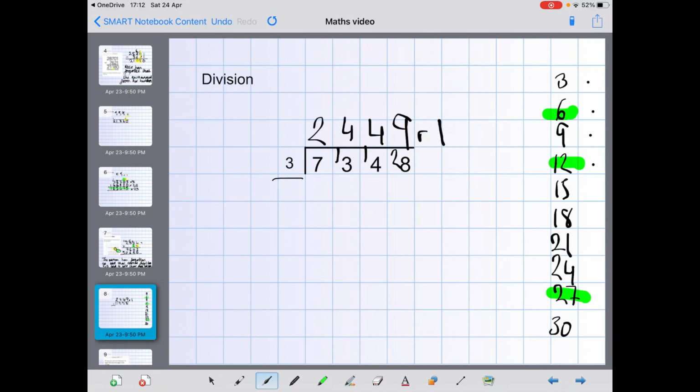Children in Year 5 are expected to be able to find remainders. We also encourage them to be able to put them as a fraction and a remainder. Okay, so in this case we've put it as a remainder of 1. If we wanted to put it as a fraction, we would simply take the divisor and that would be our denominator. So as a fraction, our remainder would be shown as 1/3, 2,449 and 1/3.